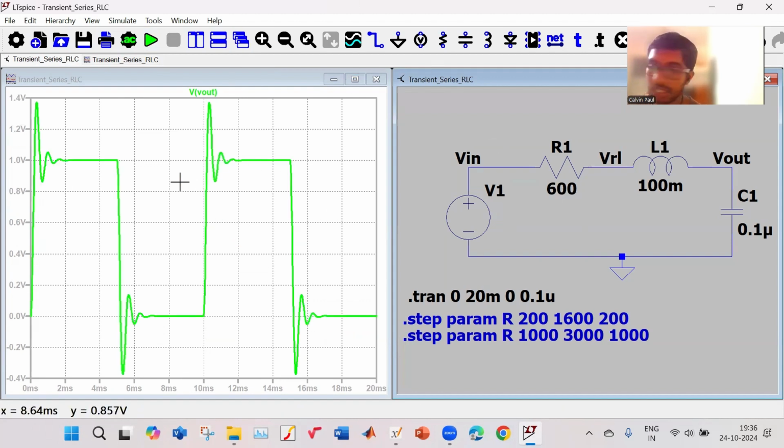So this is the response I am getting out of the output. There are steps going from 0 to 1 and then again going to 0, and this is how my output is changing. Let me see what the peak value is, like how much time it is taking to reach the peak.